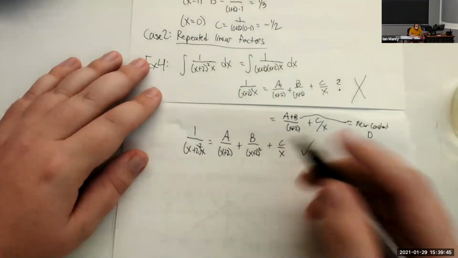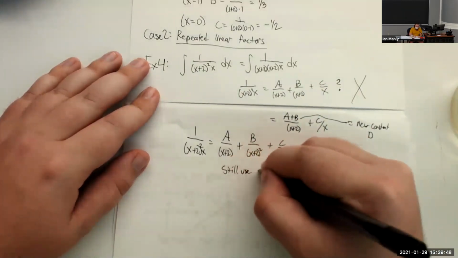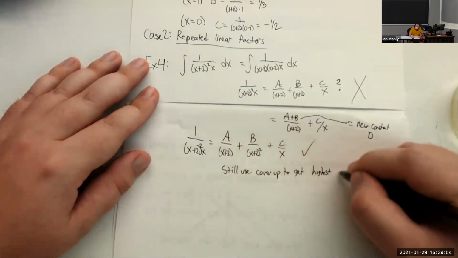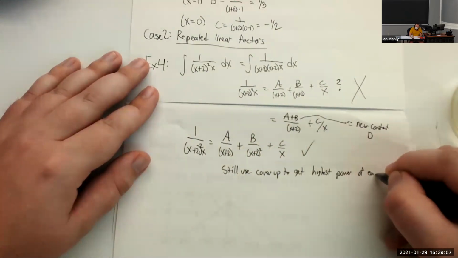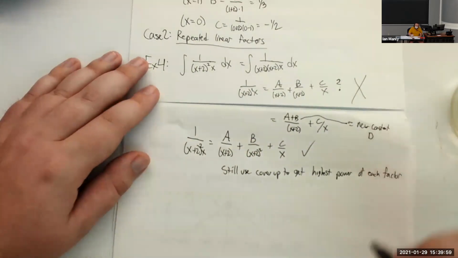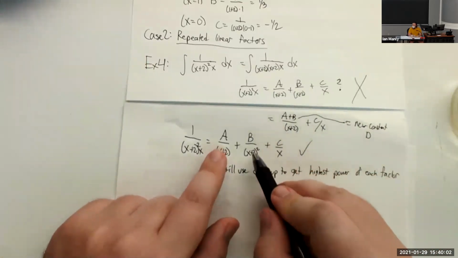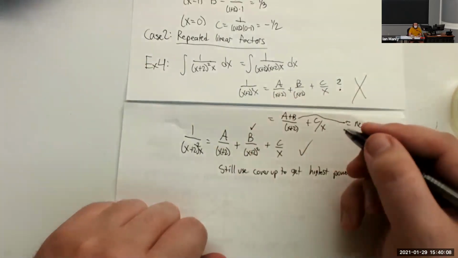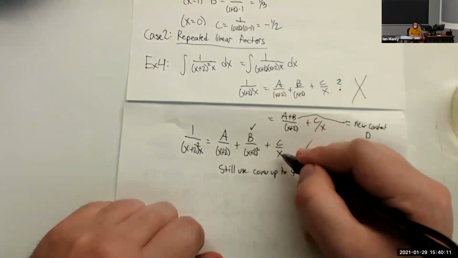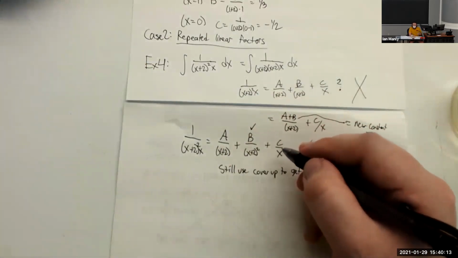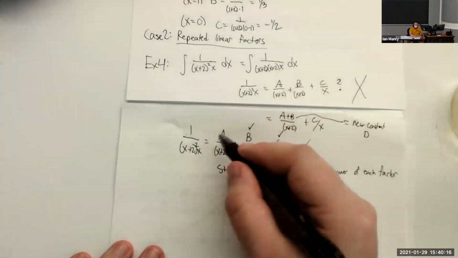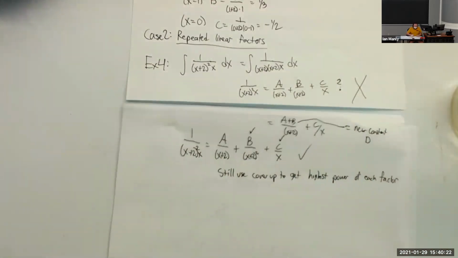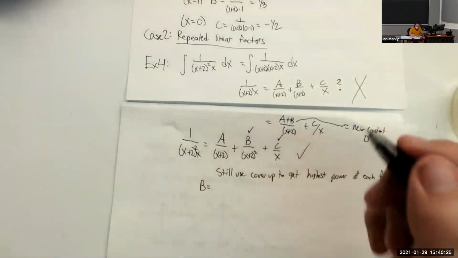But we could still use cover-up to get the highest power of each factor. So what do I mean by that? Well, I have an x plus 2 and an x plus 2 squared here. Since 2 is the highest power I see that at, I can get b with cover-up. And then since I only have a single x here, x is the highest power of x that I have, I can get that with cover up. But I can't get a by cover up. We're going to need to do something else for that. All right, so let's go ahead and figure out what b and c are, and then we'll come back to a.